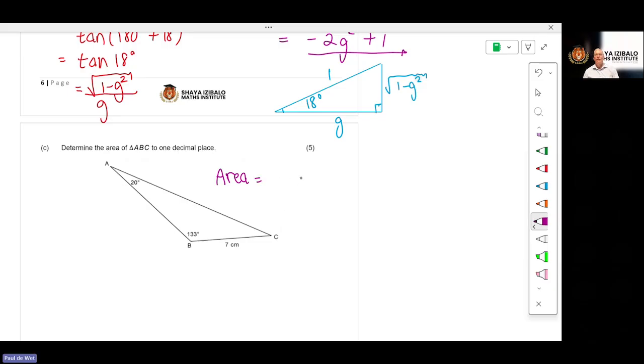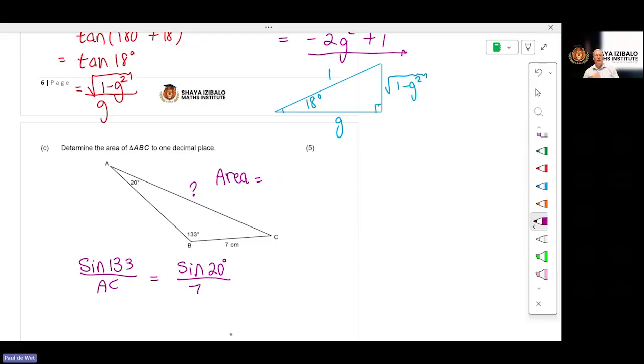For this question, I use the sine rule. So I have to find AC. You're trying to find this side over here. So I say sine of angle B over AC is equal to sine of 20 degrees over 70.